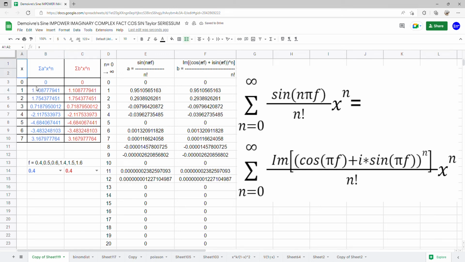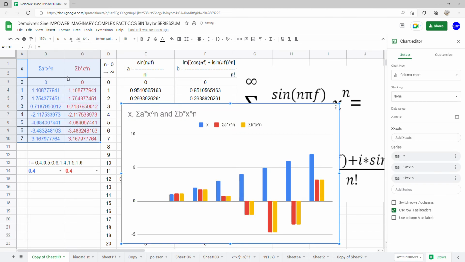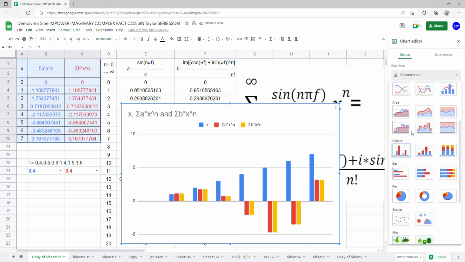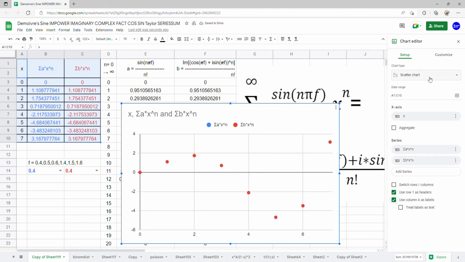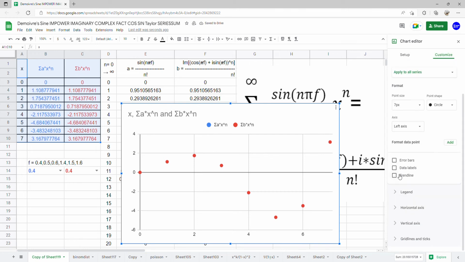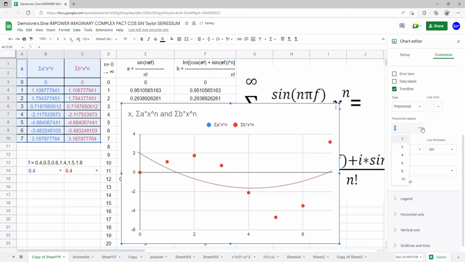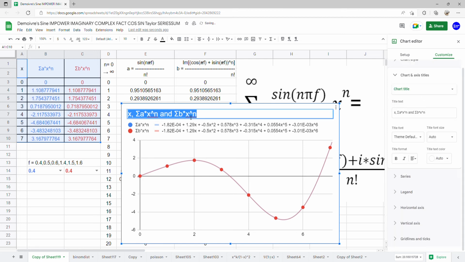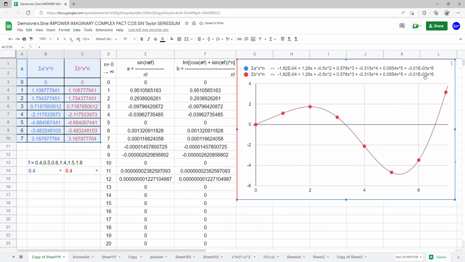And we'll chart this. So insert chart. And we use scatter chart. Column is label. And the trend line, the type will be polynomial. The degree will be 6. For the label, use equation, so we don't need the title. And here's our trend line and polynomial of the DeMoivre sine and its function.